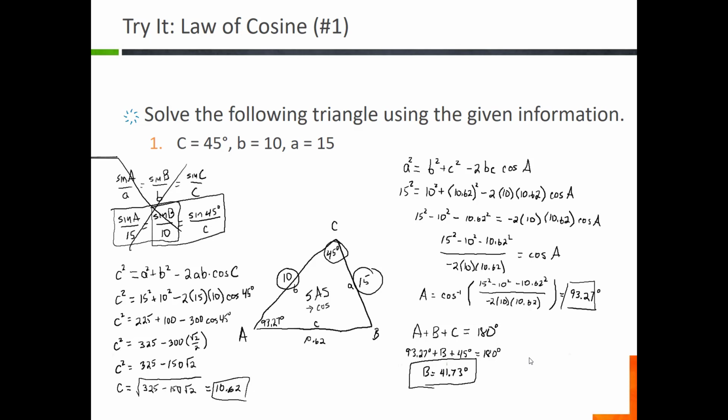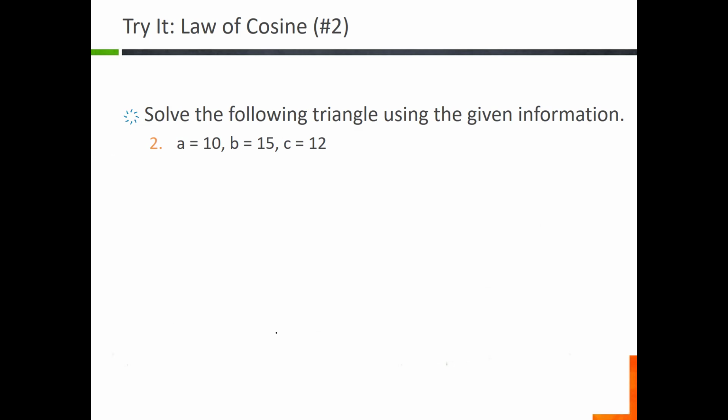All right, let's try one more here. So we have the same setup as we did before. We have triangle ABC. Again, I'll put A in the bottom left corner, B in the bottom right, and C up top. Side A is 10, side B is 15, and side C is 12. So again, in this example, we know all 3 sides. That turns out to be a side, side, side. And side, side, side means we're using the law of cosines.